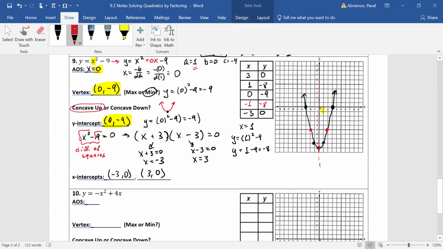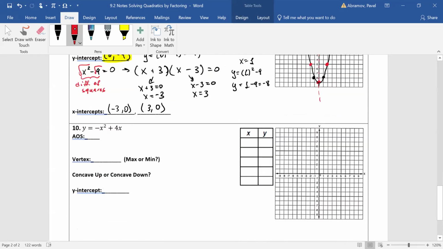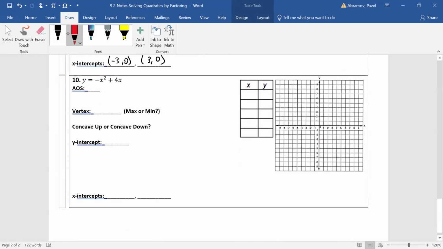Right. So that's our graph. Okay, let's do one more example. So this one, we have y equals negative x squared plus 4x. So now notice there is no constant term, which once again means it can be used as 0. So therefore, our a is, now notice we have a negative there. So a is equal to negative 1, b is equal to positive 4, and c is equal to 0.